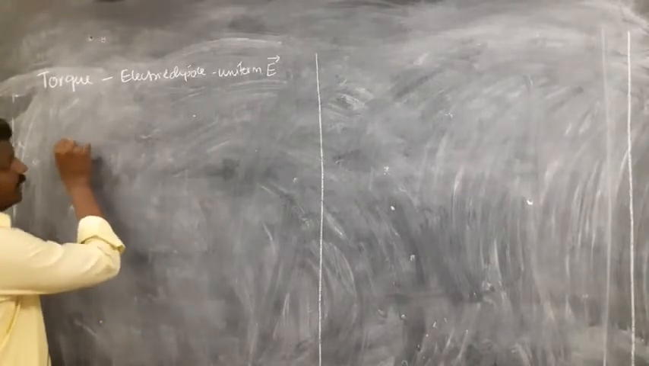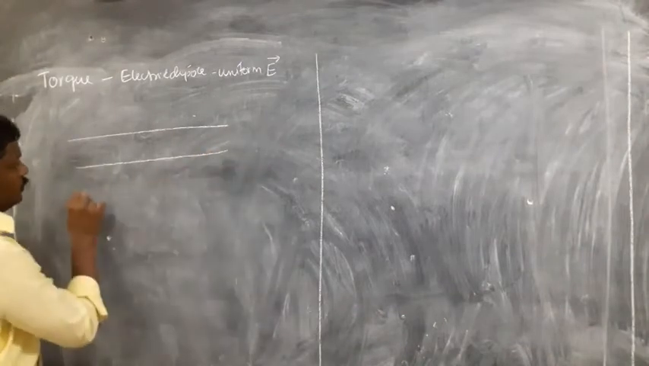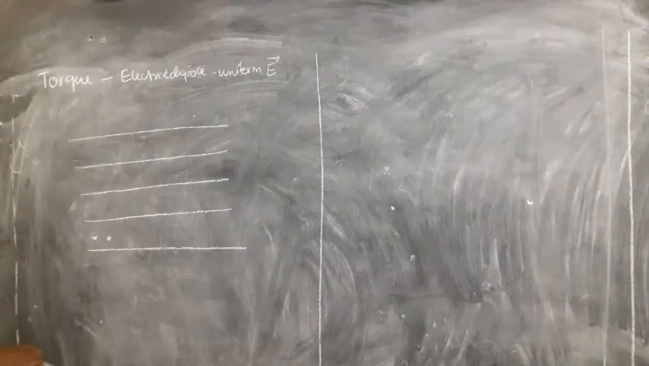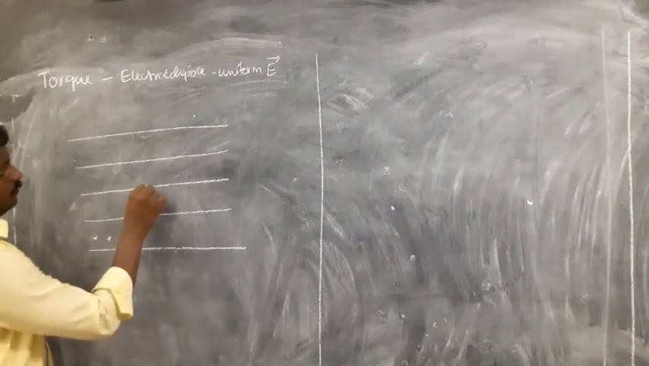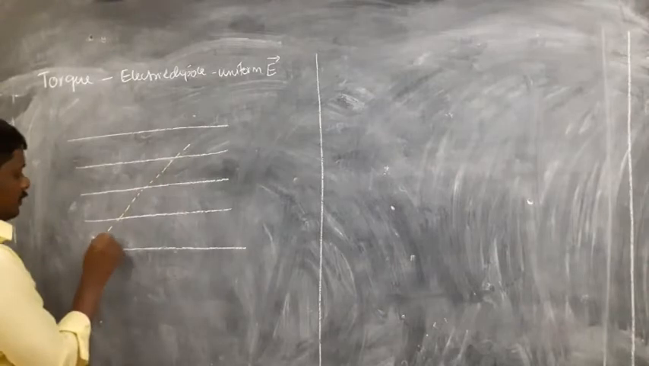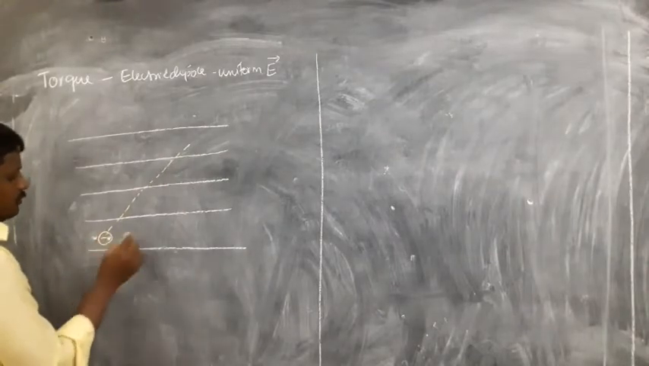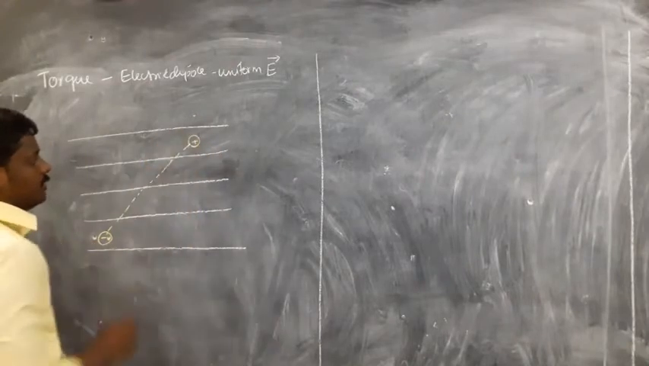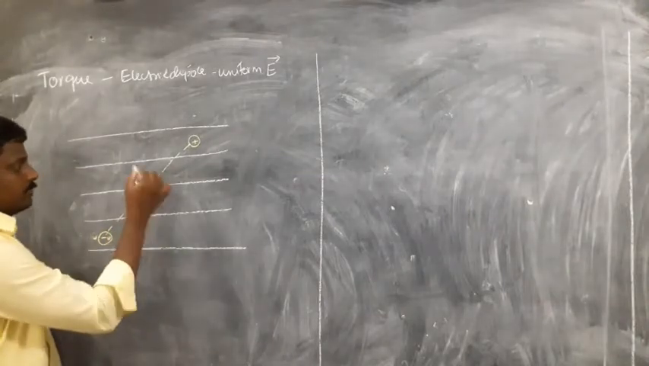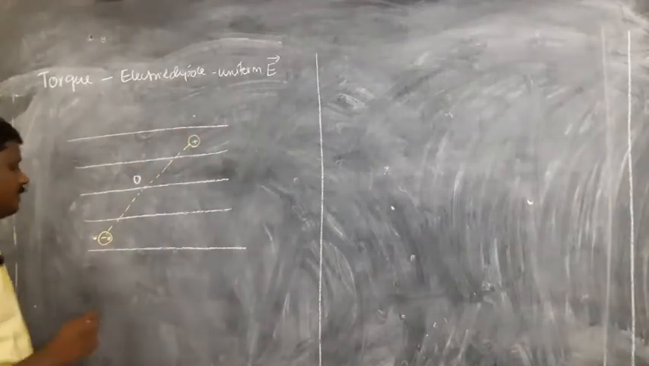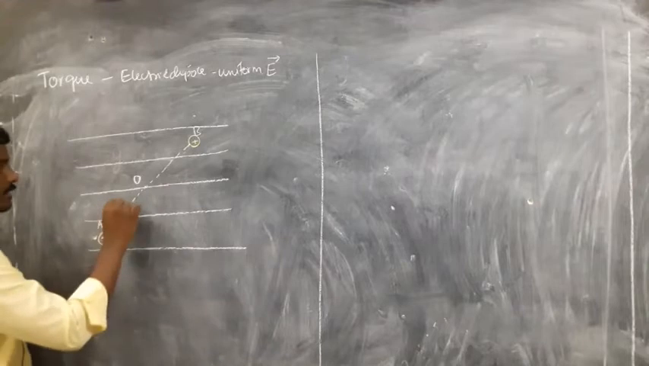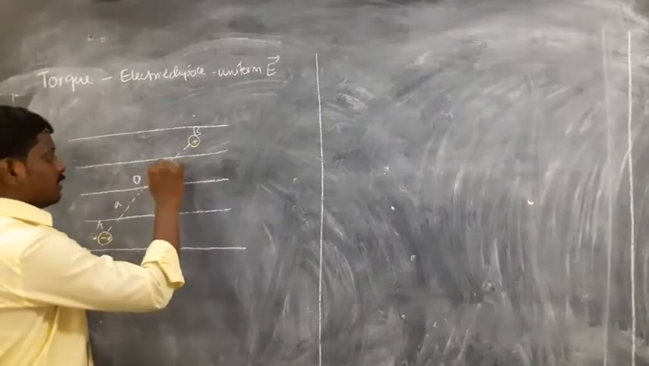In a uniform electric field, minus q and plus q are separated by a small distance 2a. From the midpoint O, the charges are at A and B. So OA is equal to a, and OB is also a.